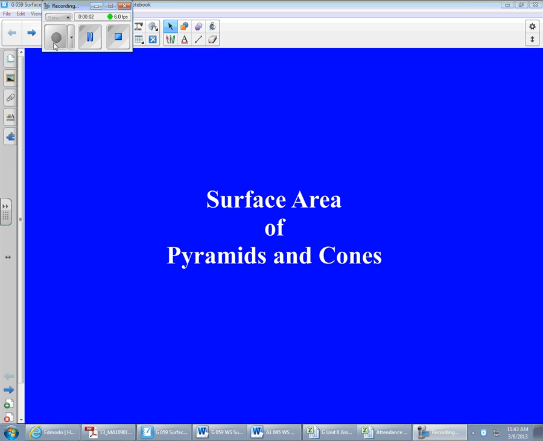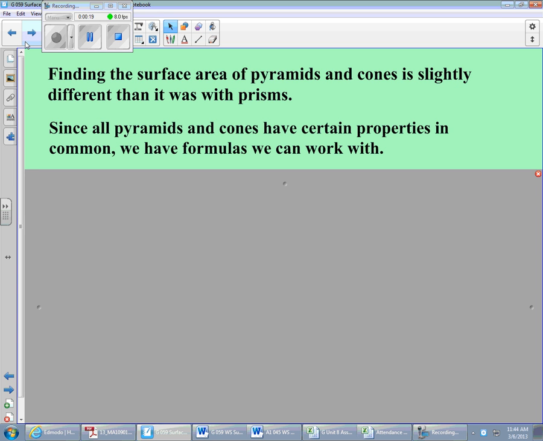All right, we're continuing on with our discussions of surface area. We already covered the prisms over the last couple of days. Today we're going to look at the surface area of pyramids and cones. Now finding the surface area of pyramids and cones is slightly different than it was with prisms.